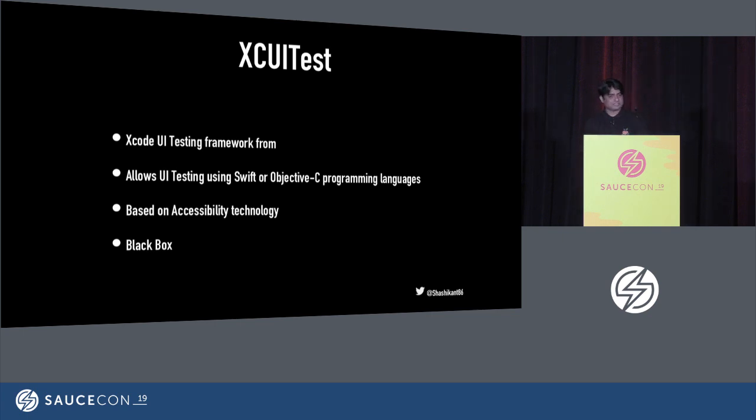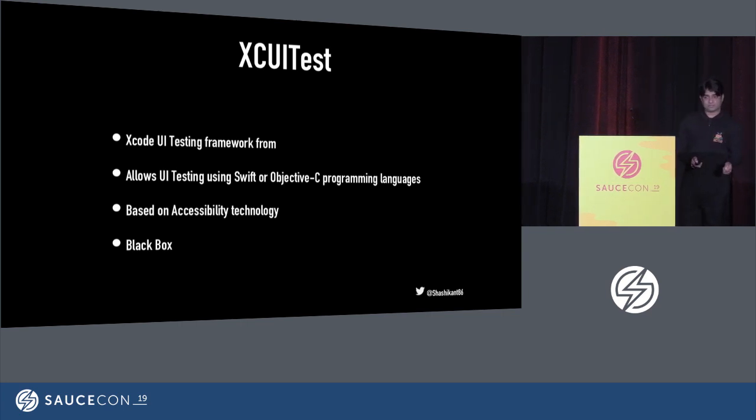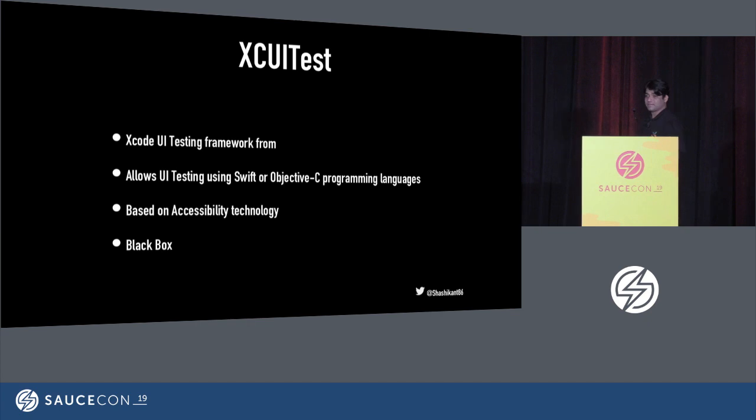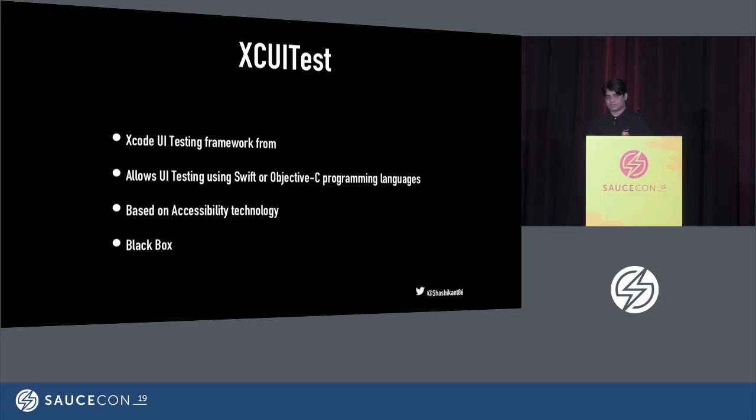And the last thing about XCUITest is it's a black box. What it means is XCUITest is designed to be used as a real user. Your users don't have access to your data or the APIs of your app. The same way, XCUITest doesn't have access to your app or API. So you can't have a direct connection from your app into XCUITest. You need to have a separate setting in order to communicate with your app.